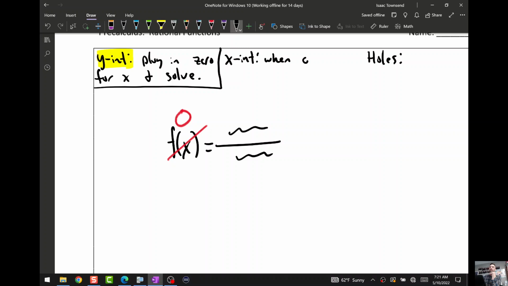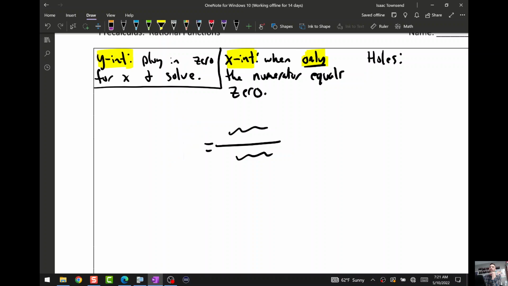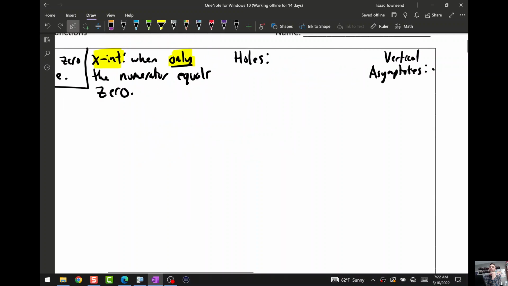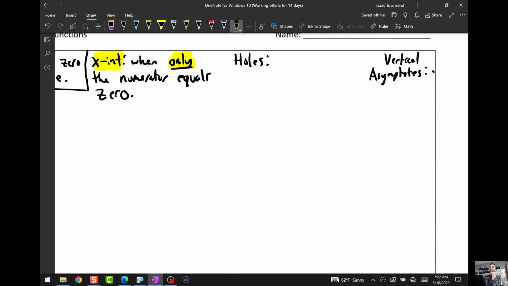when only the numerator equals 0. Now, I'm underlining and highlighting the word only there because that's going to make a big difference, and if you get that mixed up, then that's going to be a problem. So I'm going to have to figure out what numbers make the numerator 0, and then those are going to be x-intercepts. Unless it also makes the denominator 0, and instead that's a hole.